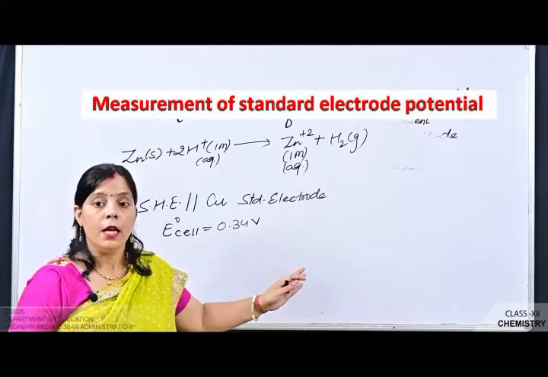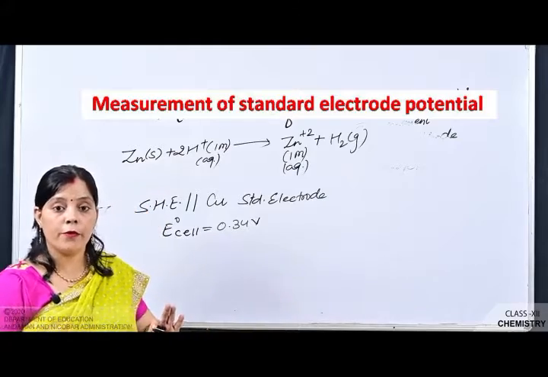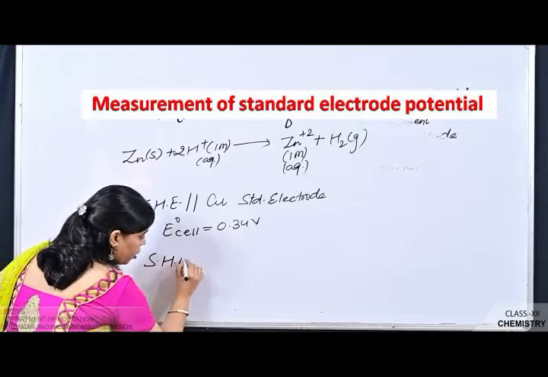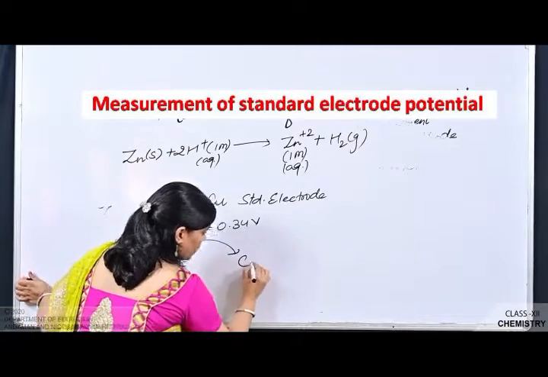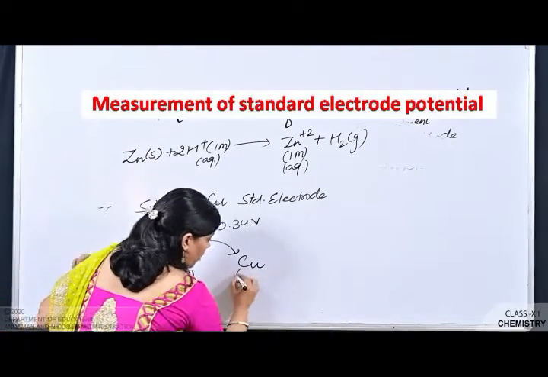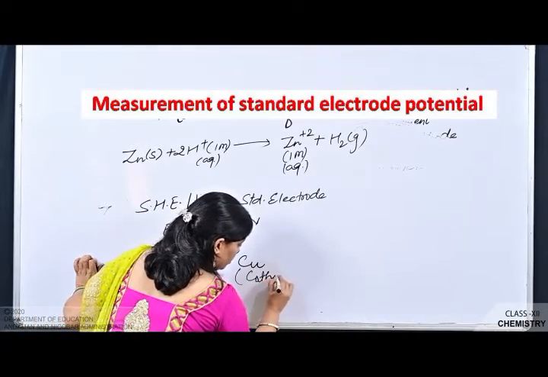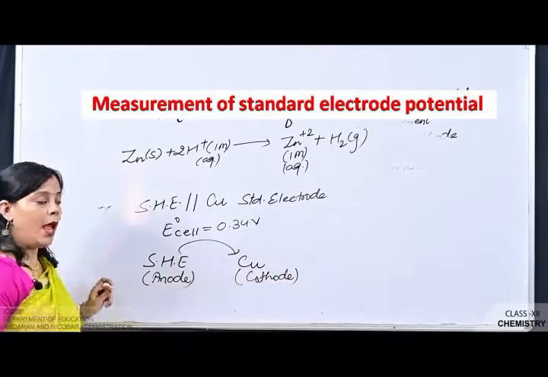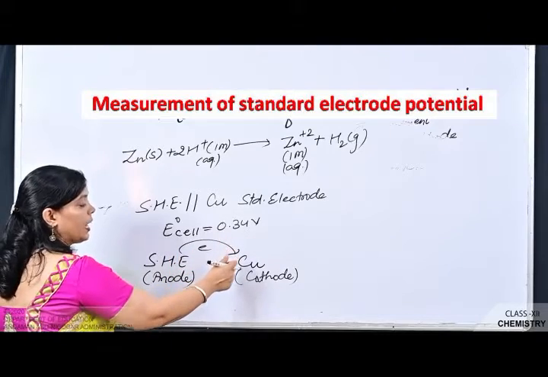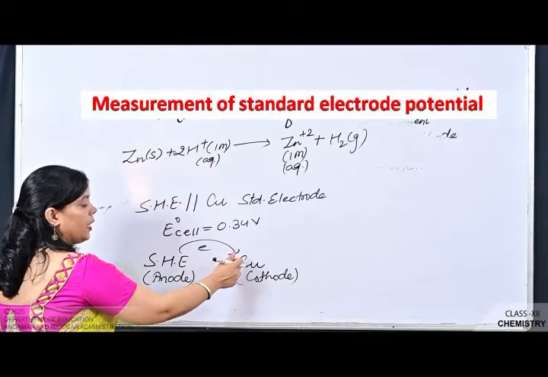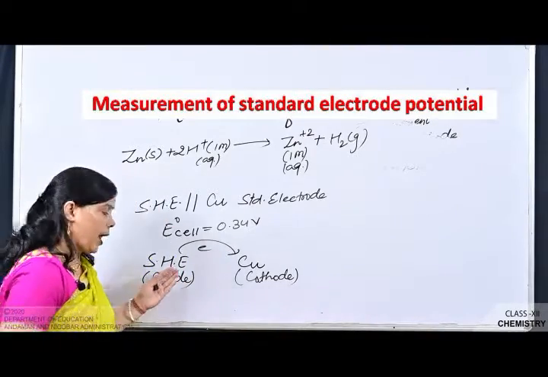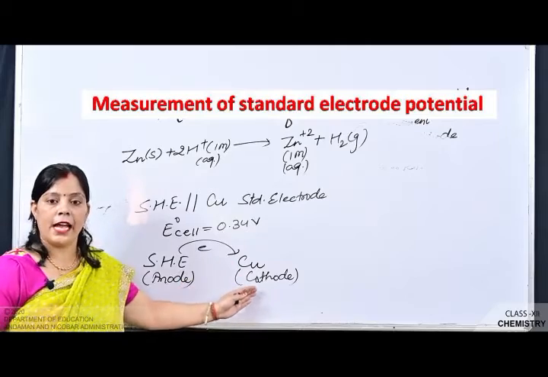And it is found that the electron is flowing from SHE to copper. Here the electron is moving from SHE to copper, that is the SHE is acting as anode and the copper electrode is acting as cathode. With the help of the galvanometer we know that the current is moving from copper to SHE. Therefore the SHE acts as anode and the copper electrode acts as a cathode.